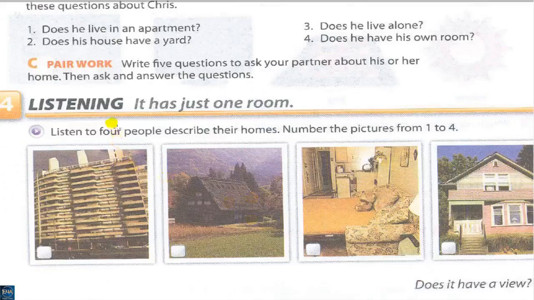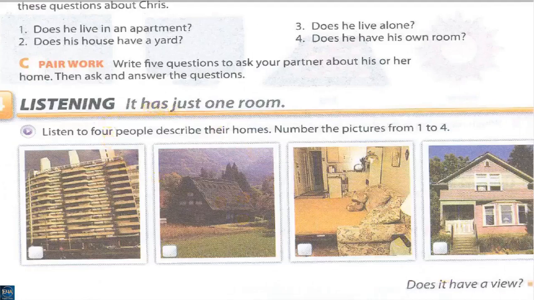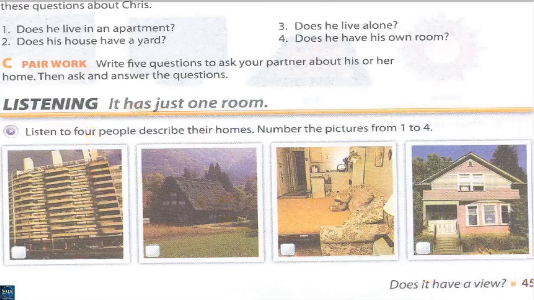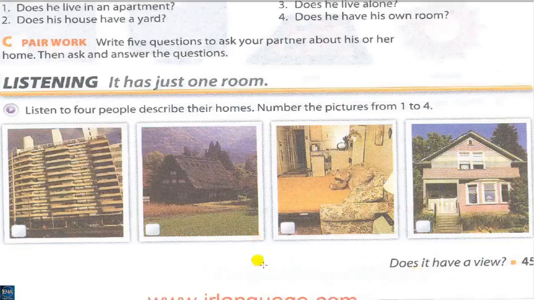Exercise number 4, listening. It has just one room. Now, look at the pictures here. In this picture, you have 4 homes. You listen to 4 people describe their homes, and number the pictures from 1 to 4. The people are describing their homes, their houses. You put the number. Which one is number 1, 2, 3, or 4? Ready? You will listen 2 times.